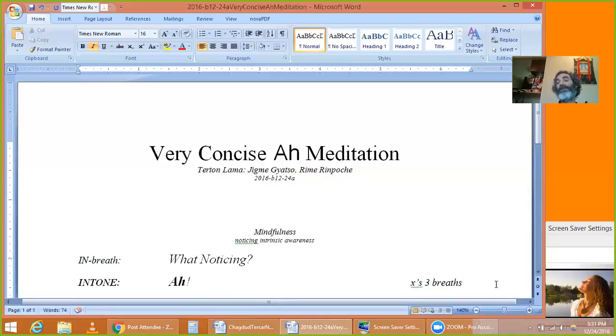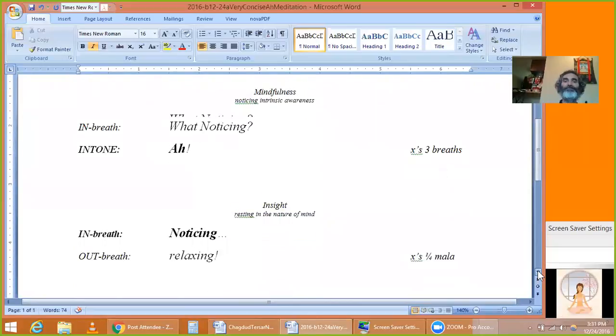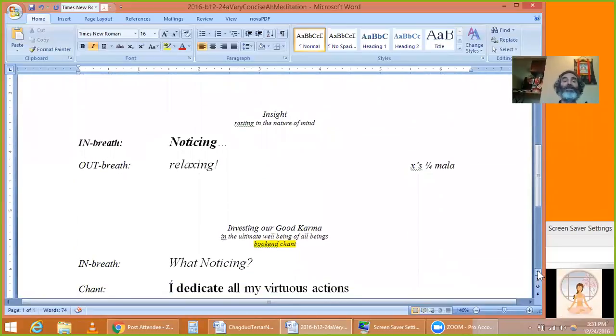The second and final meditation for this session is for insight. On the in-breath, we silently and mentally recite noticing. On the out-breath, we silently and mentally recite relaxing. On the in-breath, you'll advance the mala across your left ring finger. And on the out-breath, you'll do your best to relax as best you can.